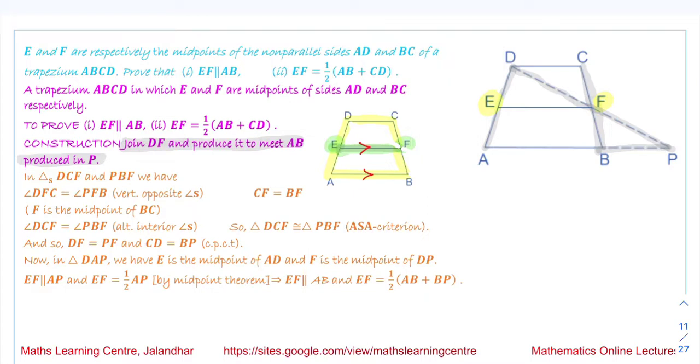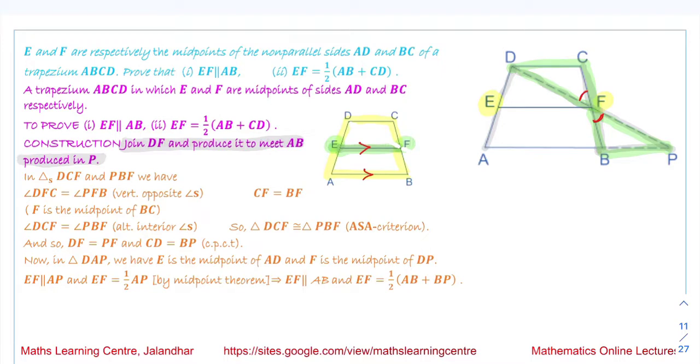Now, if we consider the triangles, we are talking about triangle DCF and the second one, PBF. We are talking about these two triangles over here. So what we have is that these two angles are equal because these are vertically opposite angles.